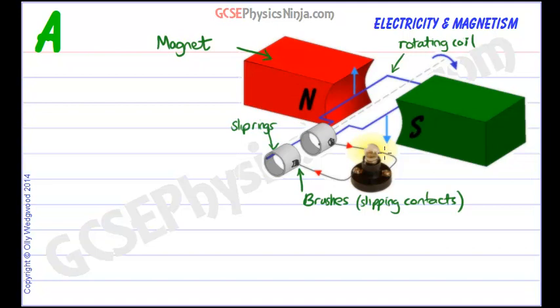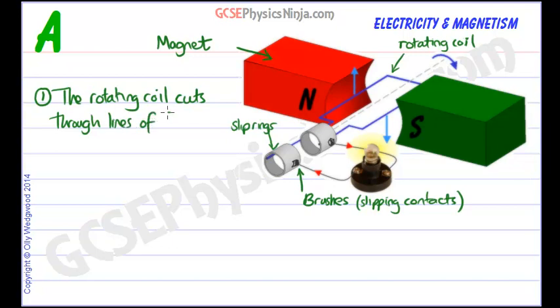So how does it work? Well, number one, let's do it in 3 steps. First of all, the rotating coil cuts through lines of flux, and these are the magnetic field lines which go from north to south. If we were to put those in our diagram, they would look a bit like this. Okay, and they're at right angles at the moment to the direction that the coil is rotating.